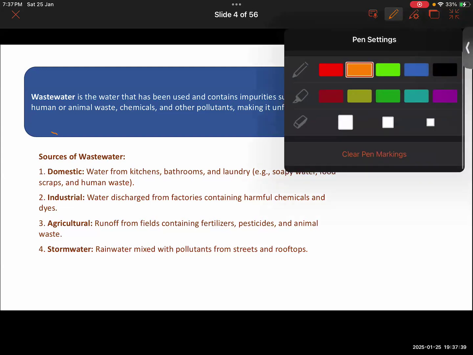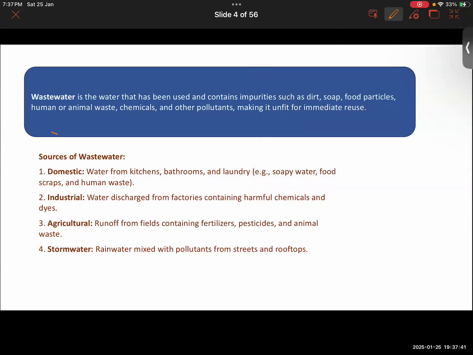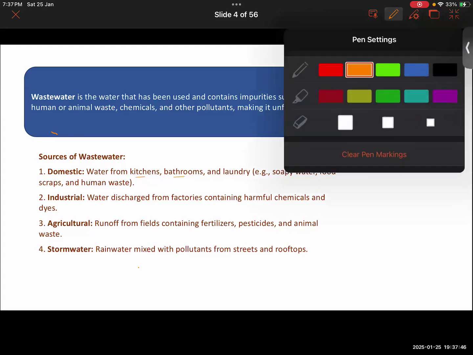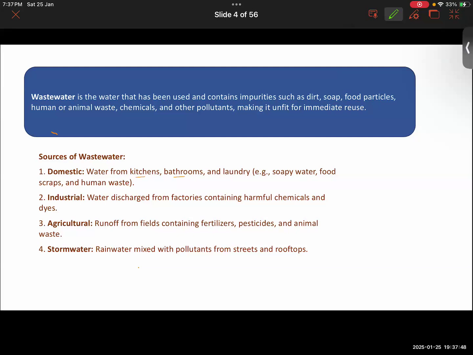And there are various sources of this wastewater. It could be coming from our houses, right? From the kitchens, from bathrooms, or from the laundry also. Even soapy water is also polluting the water. That also makes the water waste water.